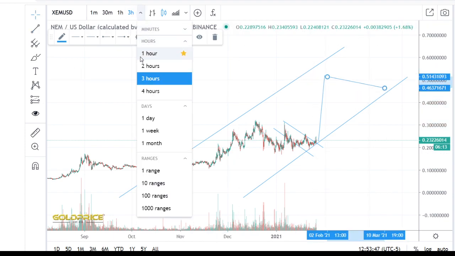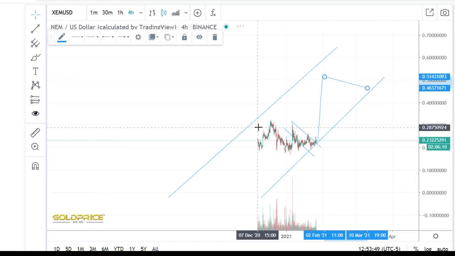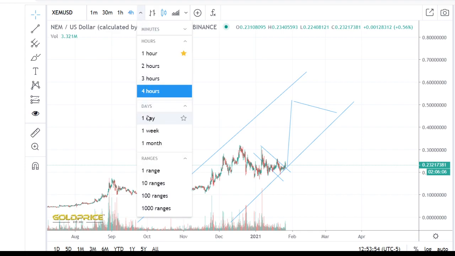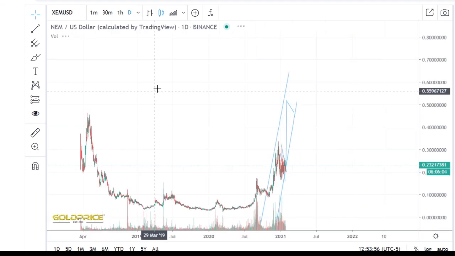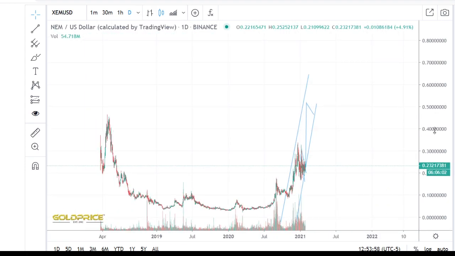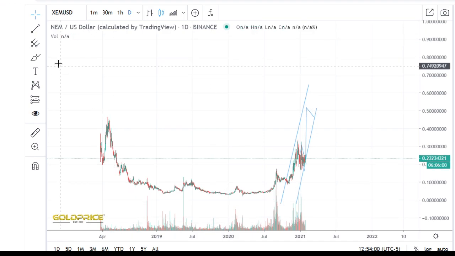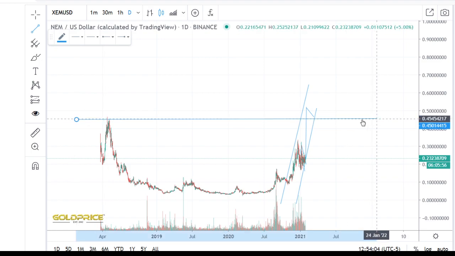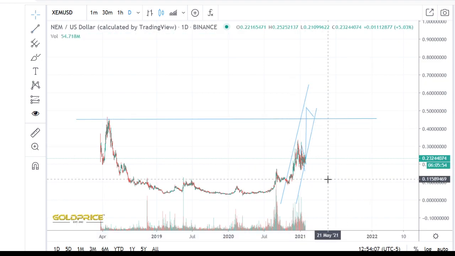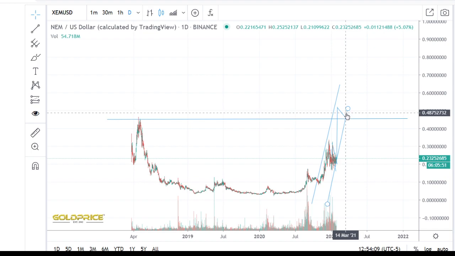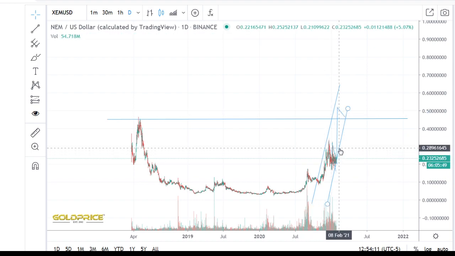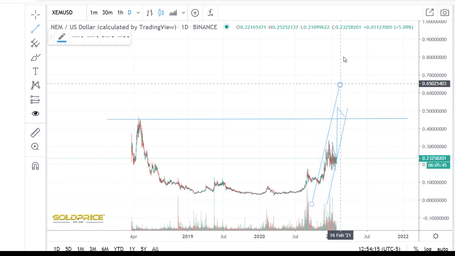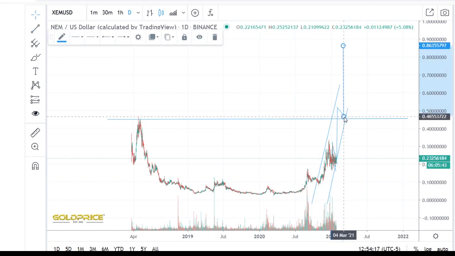Let's zoom out. What we see here is something like that. You see we also have a good trend line in this area, and we test this level in this area. So I think that can happen. It can also happen that we stay at these levels and go more to the top side.